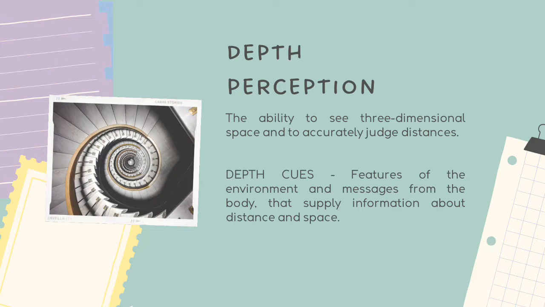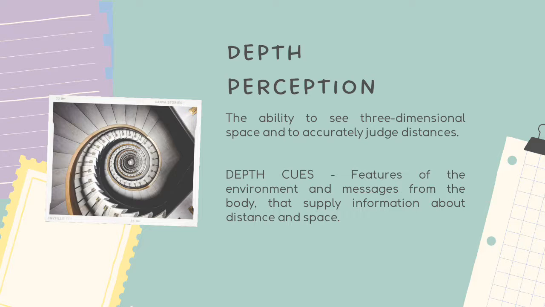Depth perception. Depth perception is the ability to see three-dimensional space and to accurately judge distances. Without depth perception, another form of top-down processing, we would be unable to drive a car or ride a bicycle, play catch, shoot baskets, thread a needle, or simply navigate around a room.